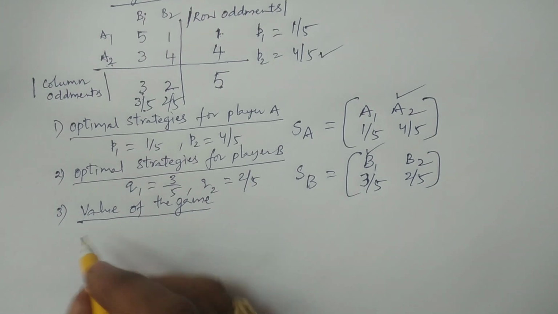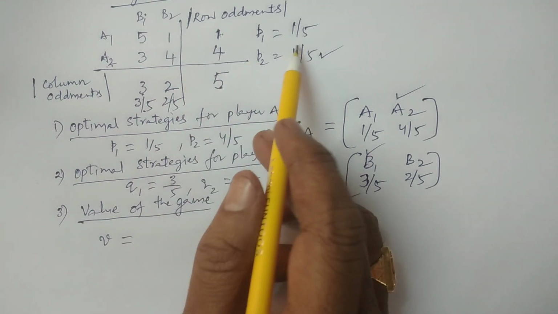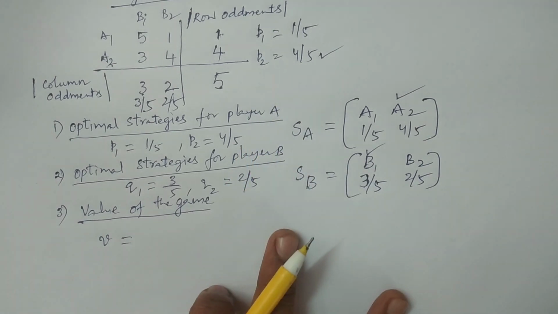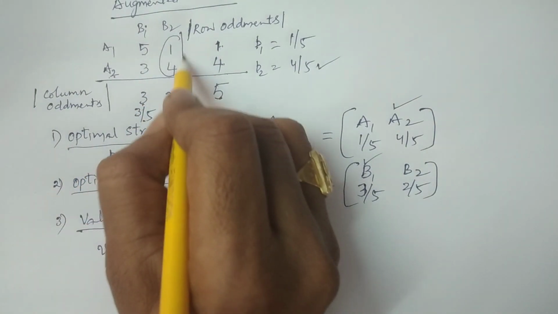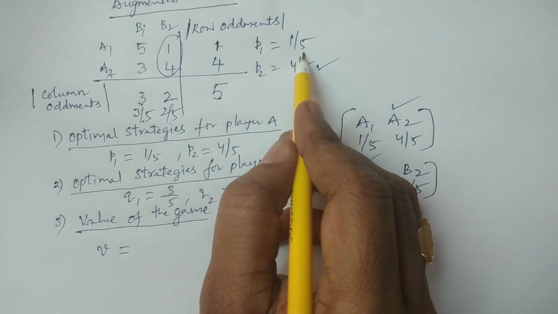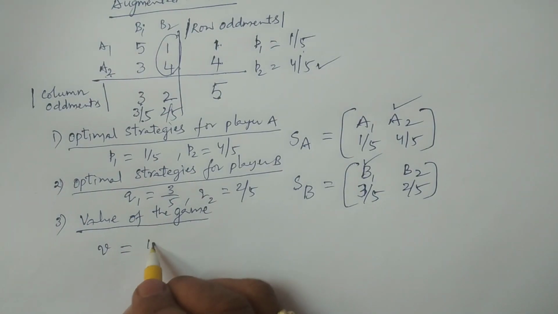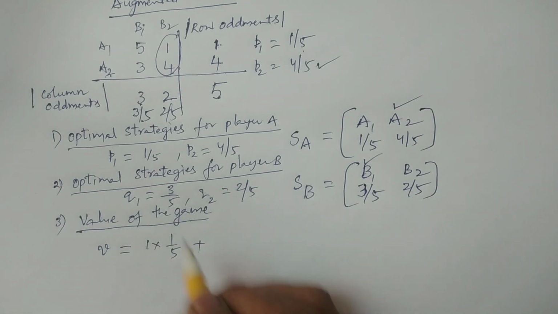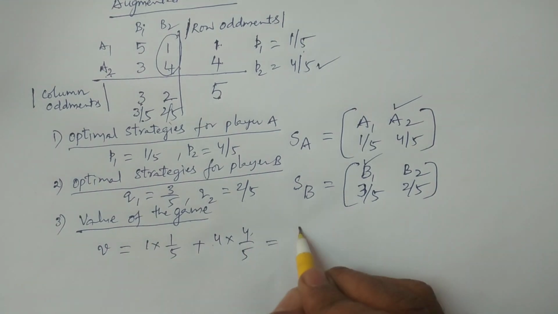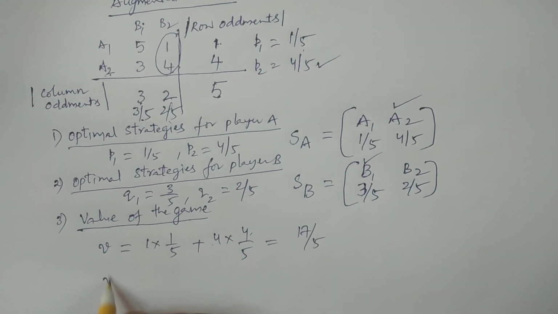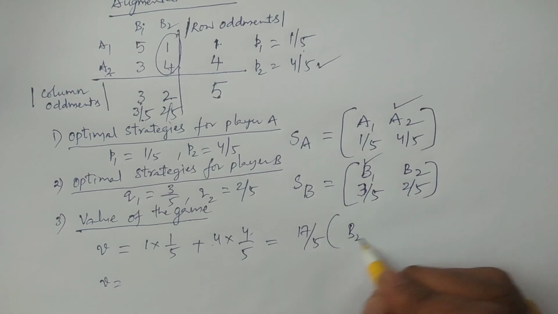Now the value of the game. For the value of the game, just take these fractions with any row or any column. Using the second column, for example, you have to use these particular probabilities. 1 multiplied by 1 by 5 plus 4 multiplied by 4 by 5. 16 plus 1, 17 by 5, is your answer. This is by using the second column, B2.